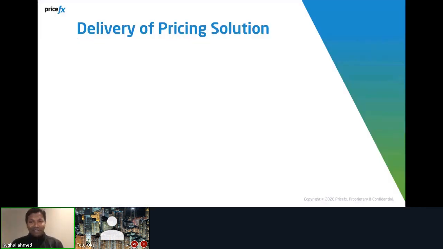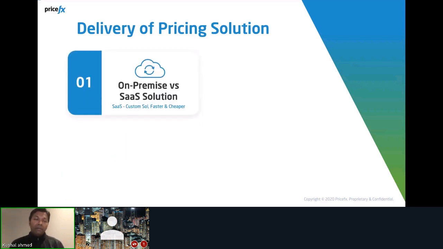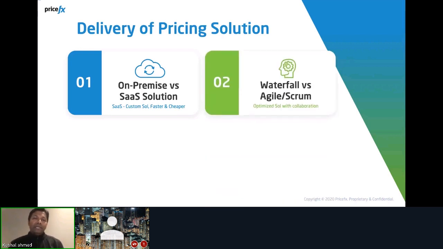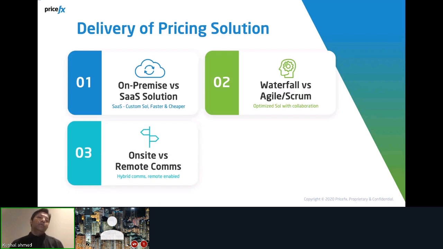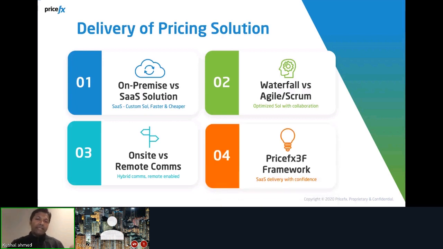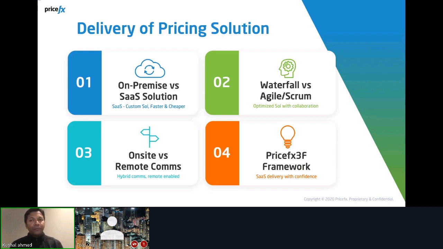So let's start the fun part here. In the next 30 to 40 minutes, we'll first cover the first comparative analysis on the solution type, on-premise versus SaaS solution in the context of pricing solution. Then we'll have this analysis on delivery perspective on 2 major methods, traditional, that is waterfall, versus agile, Scrum methodology. And third, we're going to go through the concepts for communications on-site and remote. And while we develop these concepts and have comparative analysis, we will keep developing our PriceFX 3F framework and present it at the end.